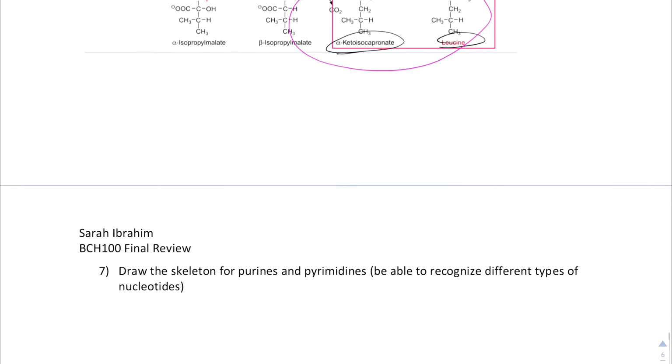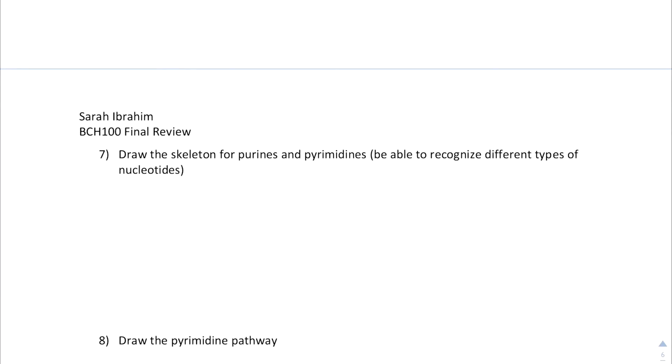Okay, so now we're going to get into drawing pyrimidines and purines. So make sure you're familiar with the structure of a purine and a pyrimidine. Okay, so let's draw their skeleton. So in terms of thymine, uracil, just be able to recognize those, but knowing how the skeletons look is also really important, and knowing which ones are purines and pyrimidines is also important.